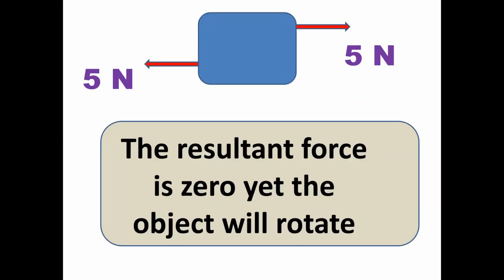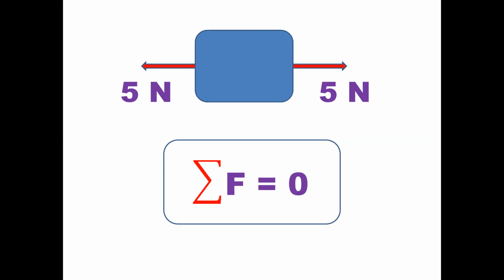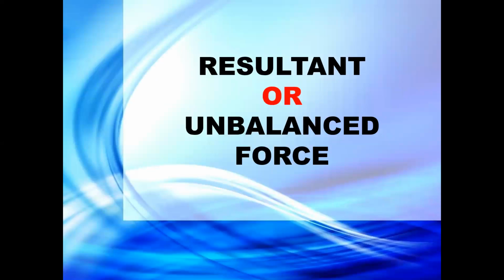The resultant force is zero, yet the object will rotate in this diagram. Why is this the case here? The two forces are not acting on the same point. Then why is it zero here? Because the two forces are acting on the same point. Now you have to give a heading, resultant or unbalanced force.